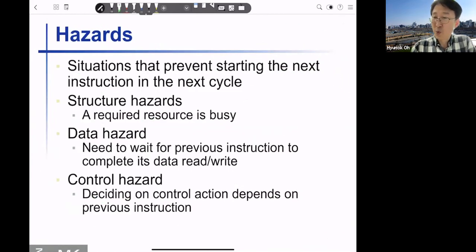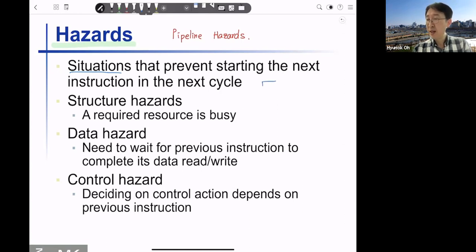So now what we are learning about is the hazard. So we are learning about the pipelining hazard. So what's the meaning of a hazard? It's like a danger, right? Hazard means danger or difficulty. So the pipeline hazard means there is some situation that prevents the starting of the next instruction in the next cycle, which means that it is preventing the pipelining.